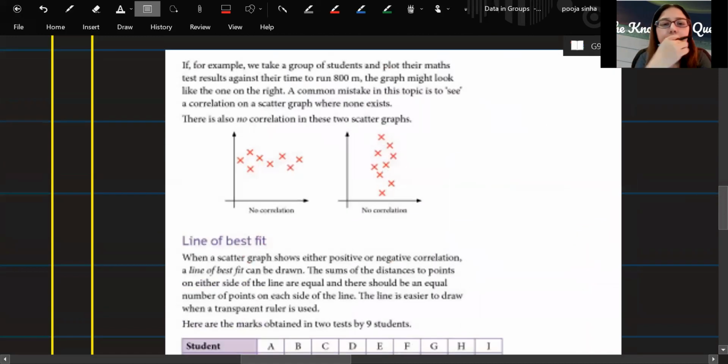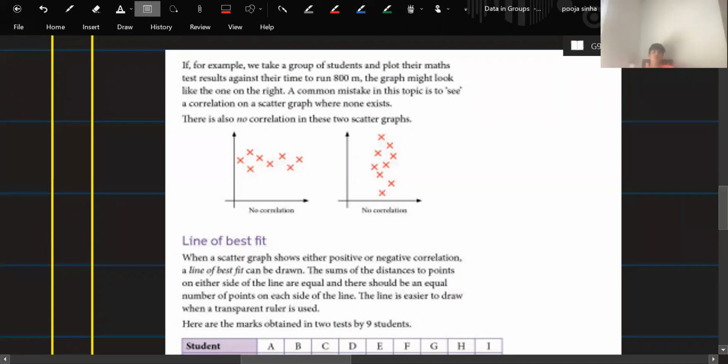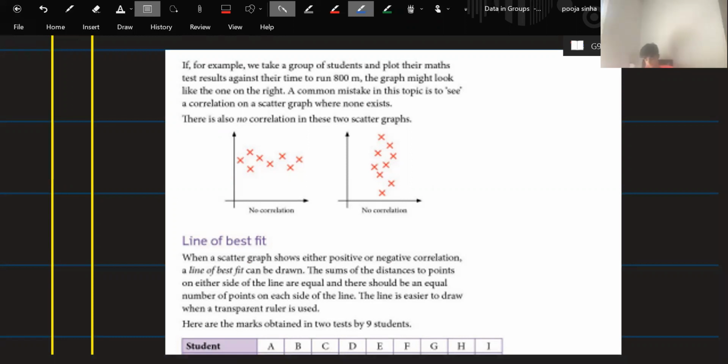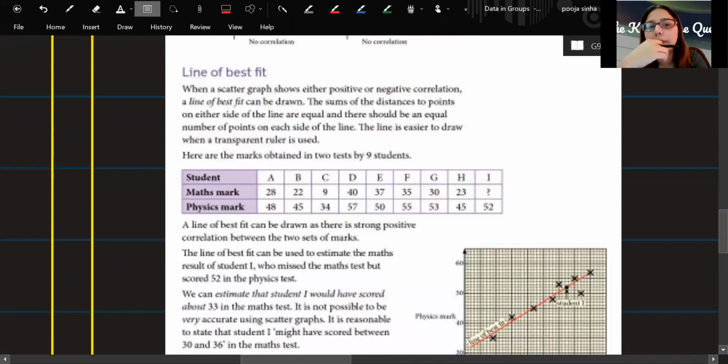Okay. Now here. No correlation. This is also a kind of no correlation because it's stable, either like this or like this. So this is also no correlation. I hope this part is clear. Okay. Now, you will be asked to make a line of best fit.